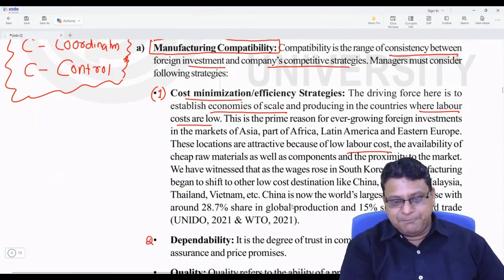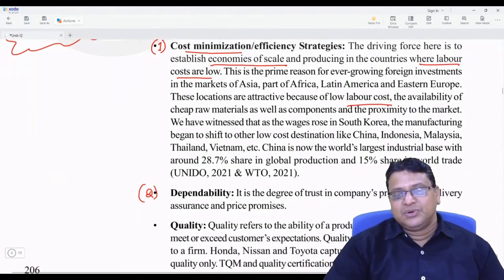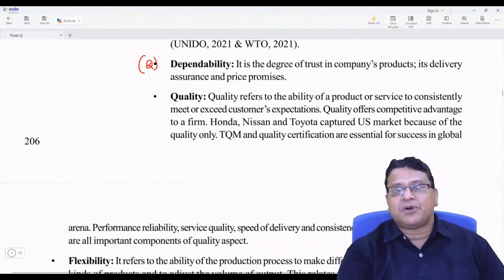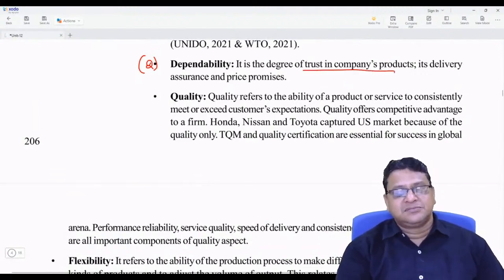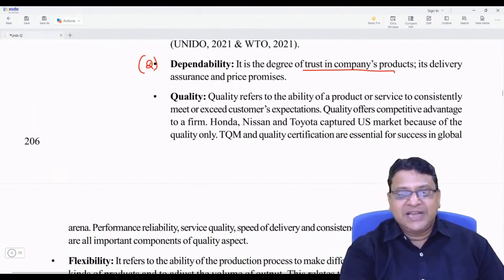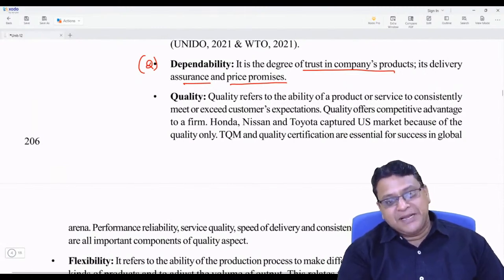Second one is dependability. What is dependability? You have to produce in such a way that there is a trust in company's product. Tata's product, we are assured of Tata brand. The product might be better because there is a dependability. There is a trust in company's product. There is a trust in assurance of price promise. So the production must be dependable.